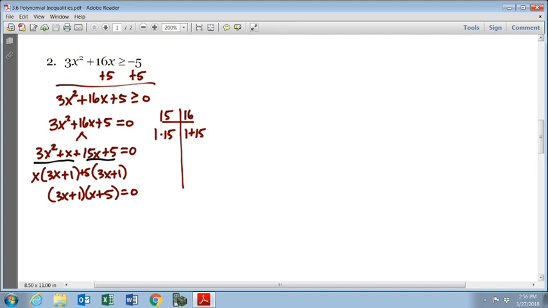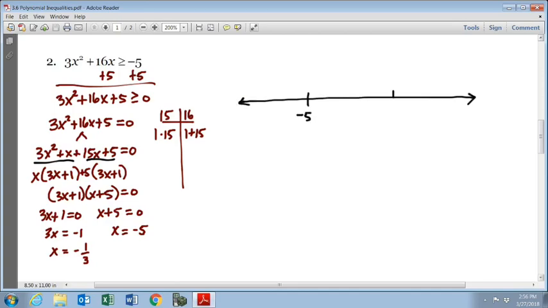So now that we've factored this, we can set each factor equal to 0. Here we're going to get, let's see, we need to subtract 1 on both sides and divide by 3. And so we'll get negative 1/3. If we set x plus 5 equal to 0, we get negative 5. And so these are our critical values or boundary points. Let's go ahead and put those on a number line.